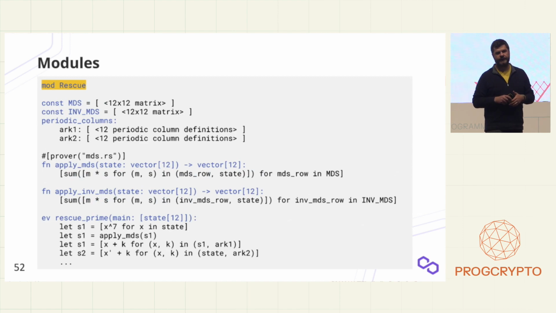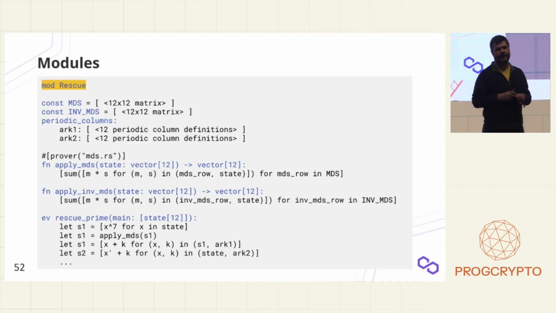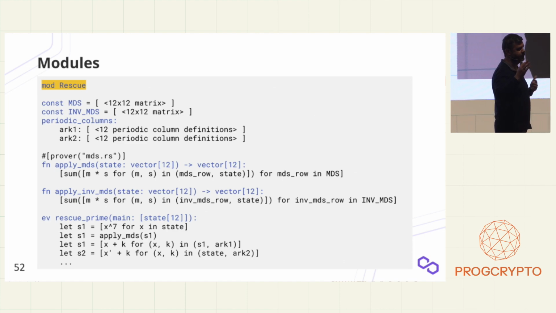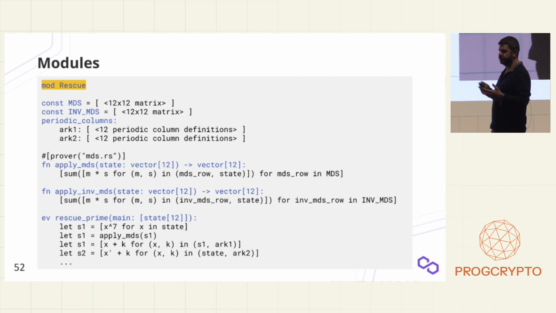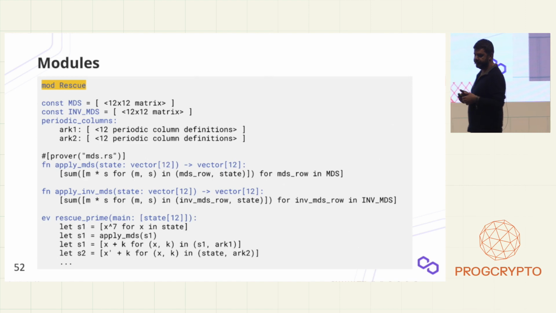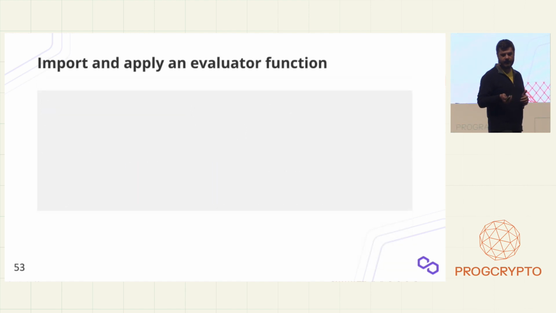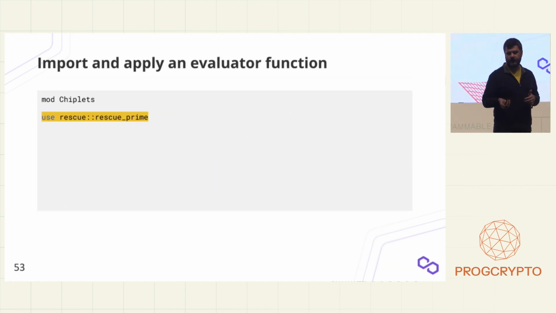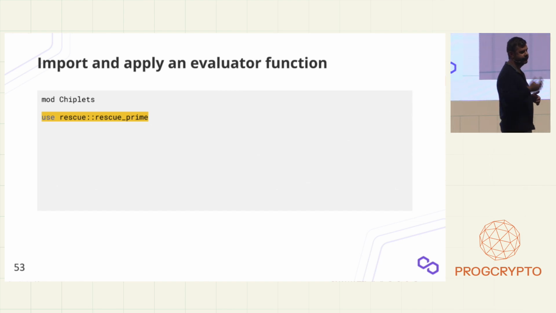The other thing that we have in AirScript is modules. It would be very inconvenient, especially for a medium to large size project, to write all constraints in a single file. So you are able to split it into multiple files. In this case, we can define this Rescue Prime computation as a module and put it in a separate file. And then we can import it. So like we define here, and we can say, okay, use the Rescue Prime constraints from a different module.